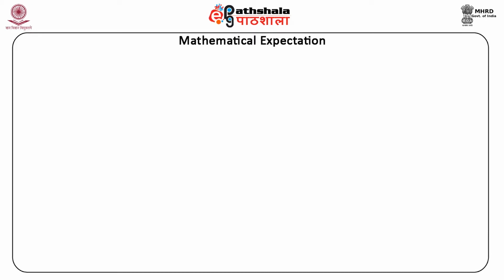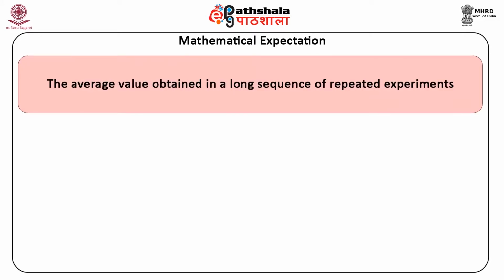Mathematical expectation or the expected value of a discrete probability distribution. In general, mathematical expectation can be interpreted as the average value obtained in a long sequence of repeated experiments. If an experiment is repeated a very long number of times, we would expect the relative frequency distribution to approach the probability distribution of the random variable X. In the limit, this relative frequency distribution and the theoretical probability distribution would be the same.